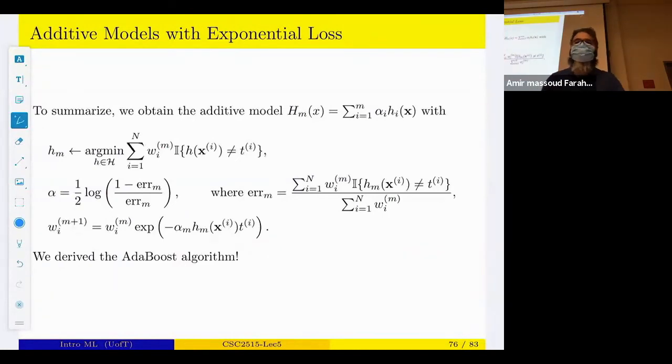So let's just summarize. We started from an additive model. We had a loss function. We said let's choose the loss function to be exponential loss, and then do stage-wise training. So not training all of the alphas and all h at the same time, but doing it one by one. So h of M would be the minimizer of the weighted 0-1 loss. If we know the weights and can solve this optimization problem, we get the new hypothesis. And this optimization problem may or may not be easy.